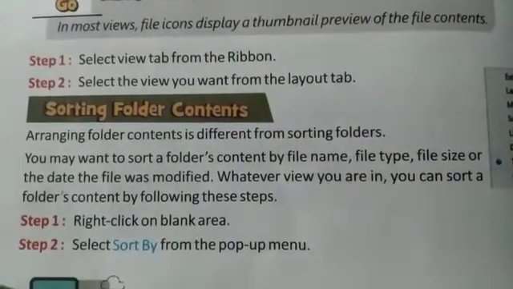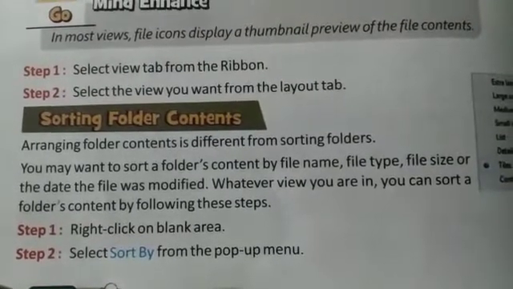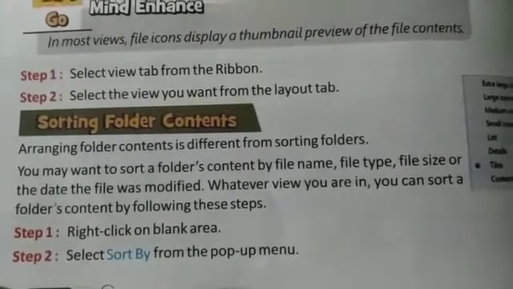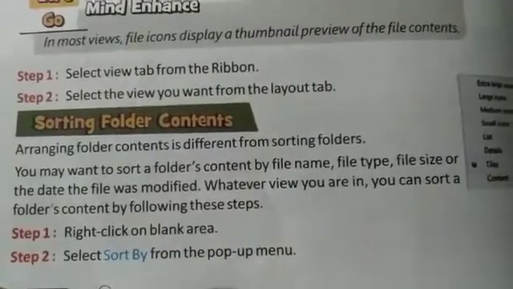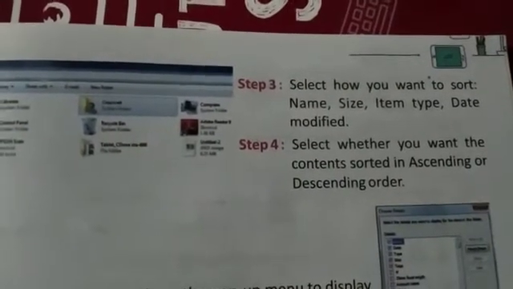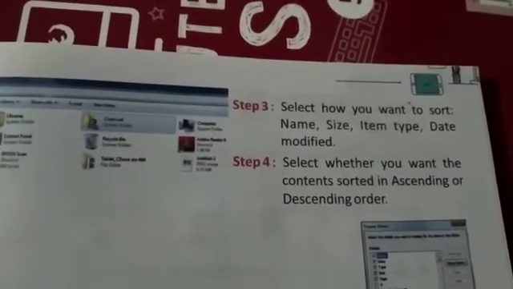Then sorting folder contents. Sorting means arranging. How can you arrange folder contents? Some steps: right click on a blank area, then select Sort by from the pop-up menu. Then select how you want to sort, according to name, size, item type, date modified, or select whether you want the content sorted in ascending or descending order. That's it.